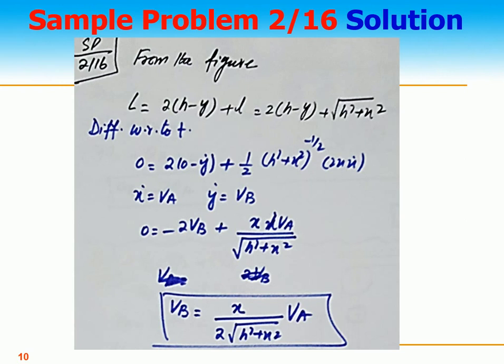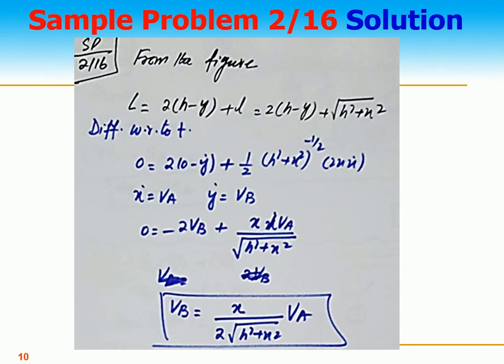So L is constant, derivative is 0, H is constant, derivative of Y is Y dot, plus l derivative is 0. So this should be plus the derivative of this one, half of H squared plus X squared to the power minus half. The derivative of H is 0. First I take the derivative with respect to the power, then the function. So 2X and X dot. X dot is the velocity VA of the tractor. The Y dot is the velocity of B, the bale. And just rearrange, put the values, rearrange, we get this.